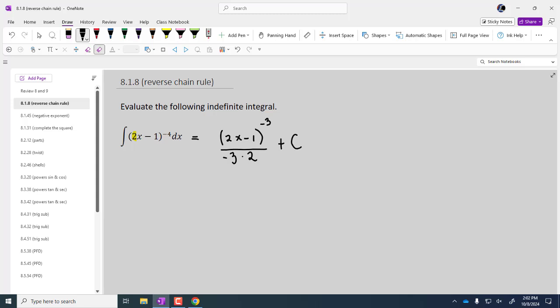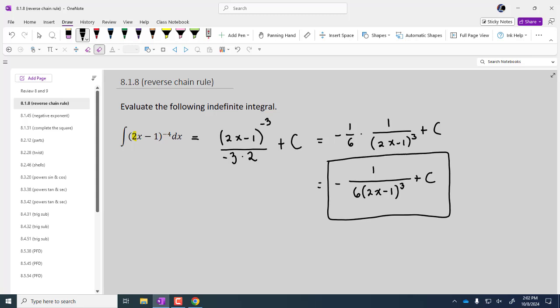reverse chain rule. Generally, we like to write things without negative exponents. So we would probably prefer to write it like this. And that 6, if you wanted, could go right in the denominator also. So something like that would be ideal. How's that look? Pretty good? Reverse chain rule.